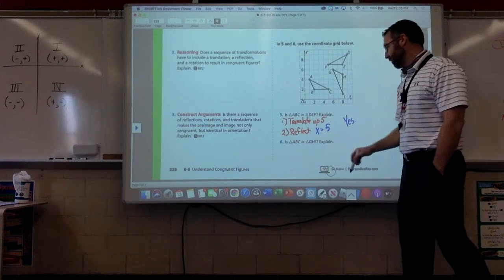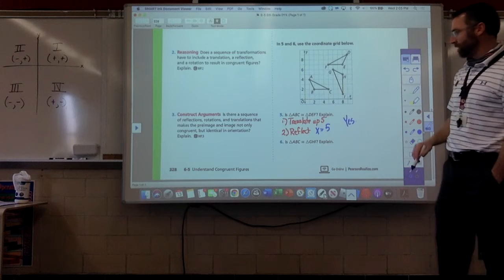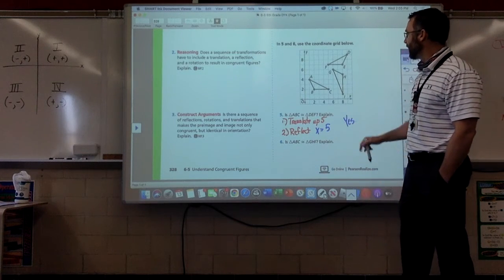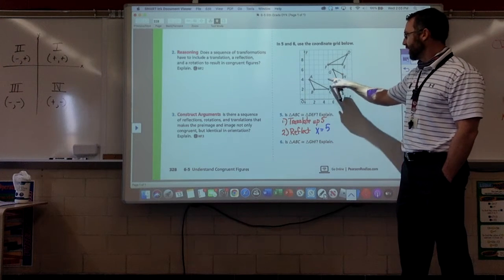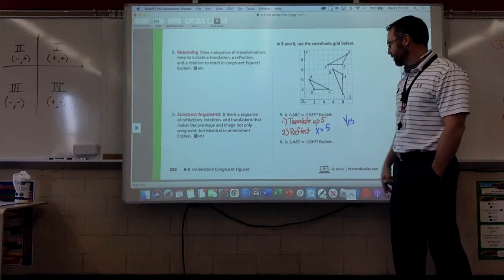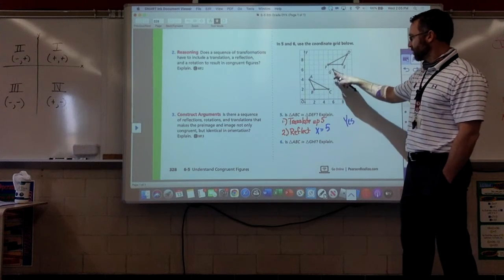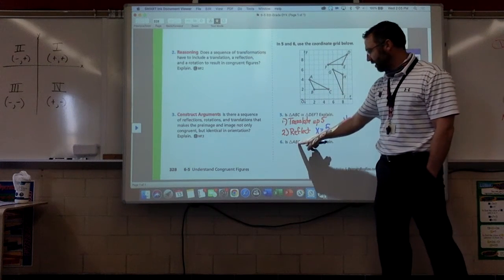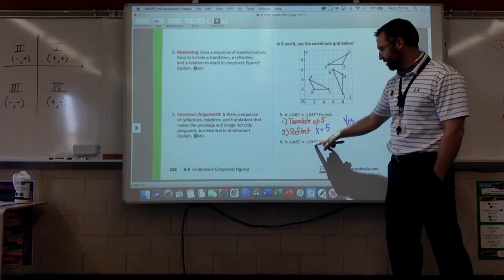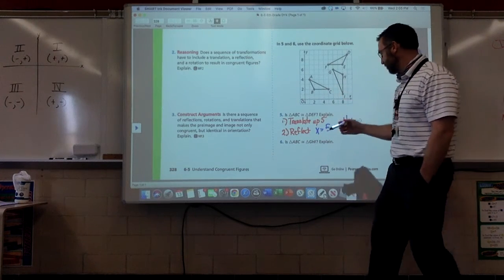Number 6, let's get rid of this stuff. Now we got to prove, is triangle ABC congruent to triangle GHI? Well, the way it's named, how about let's translate some shapes. Let's translate letter C onto letter I. C comes last, I comes last. Let's translate it. Wait a second.